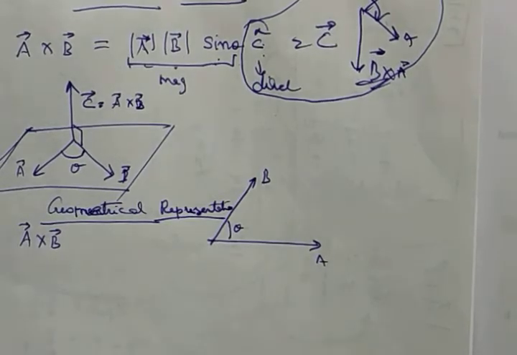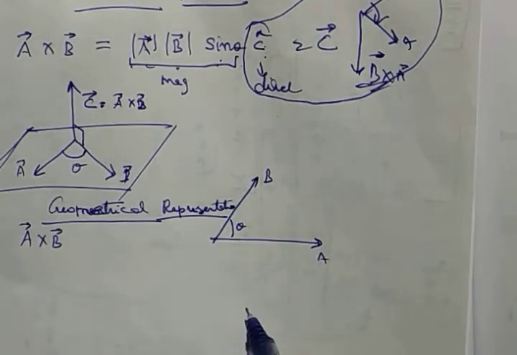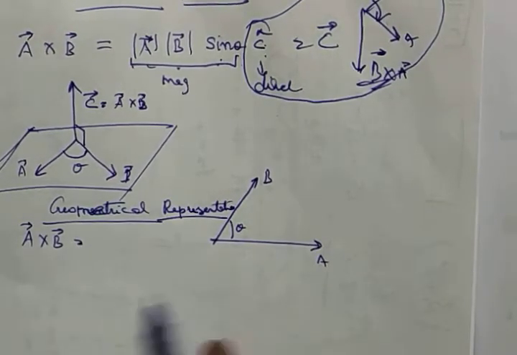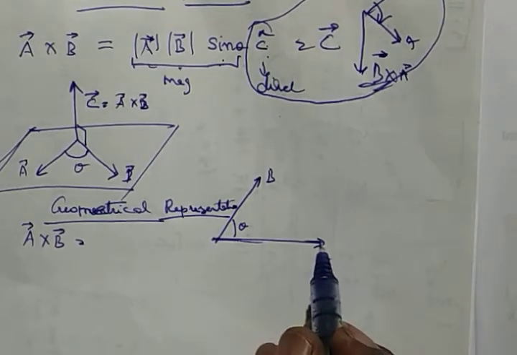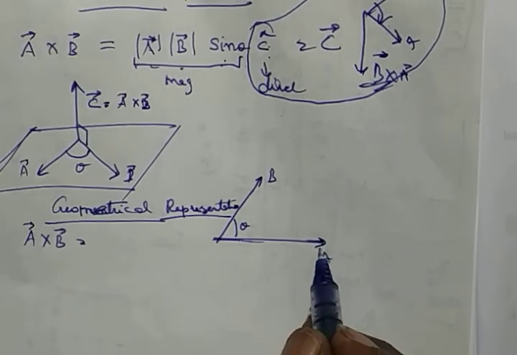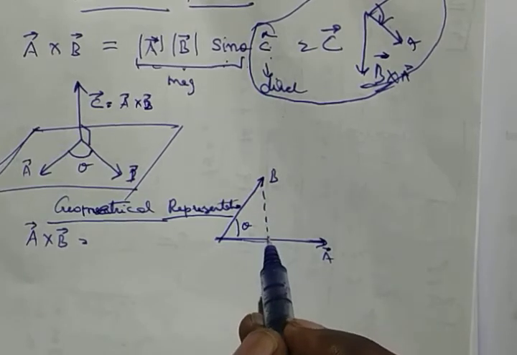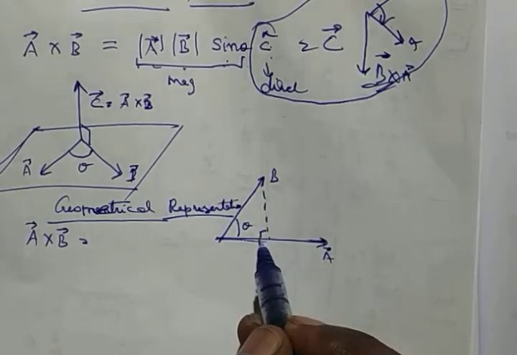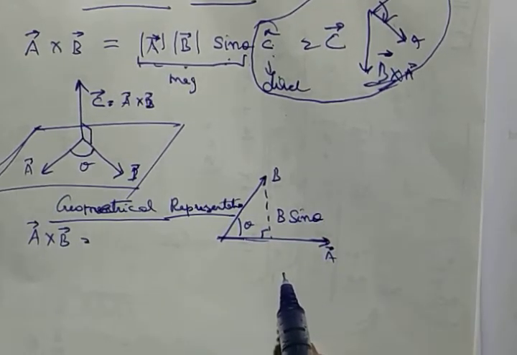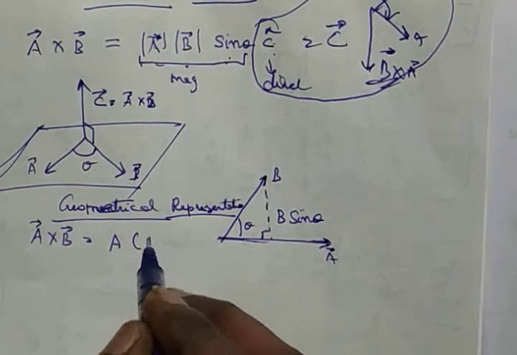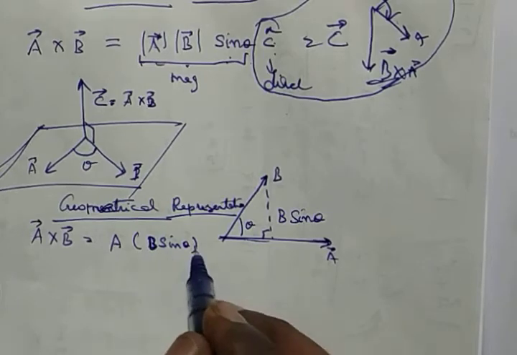Let us go on to see the geometrical representation. A vector is this one, B vector is here like this. How does it apply in a geometrical way? It is already told it is going to be equal to the product of the magnitude of A vector and the perpendicular component of B vector. If this is B vector here, what is the perpendicular component of B vector? It is going to be B sine theta. So the product of the magnitude of A and the perpendicular component of B, B sine theta, that's called cross product.